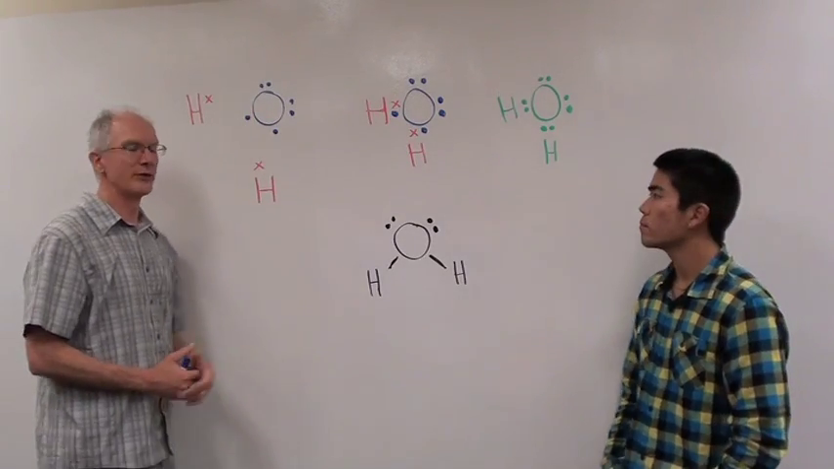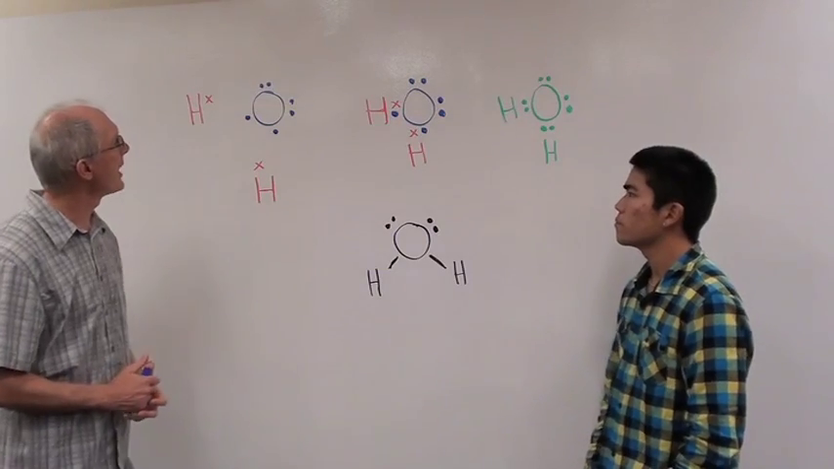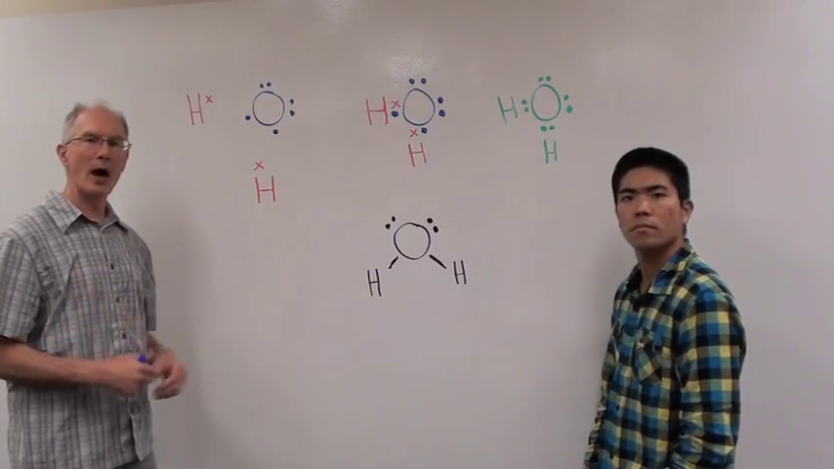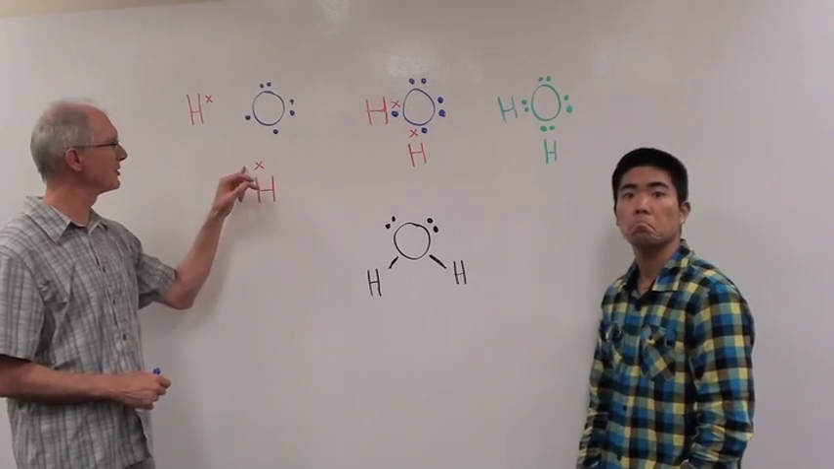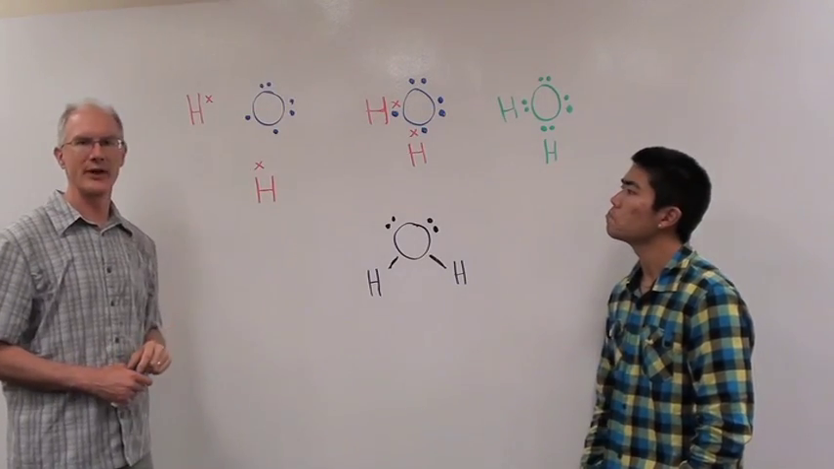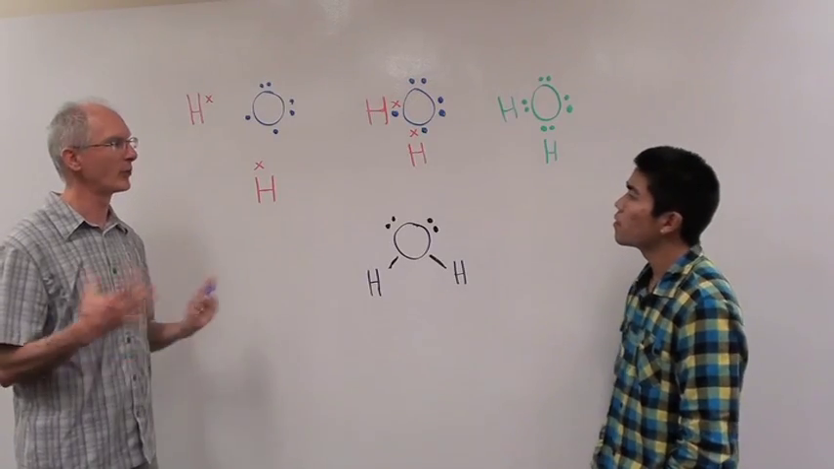When I learned about Lewis structures in high school, I remember that when we were forming molecules, we used dots for the electrons on one element, and then we used X's for the electrons on the other, so we could kind of keep track of what happens when you put them all together.